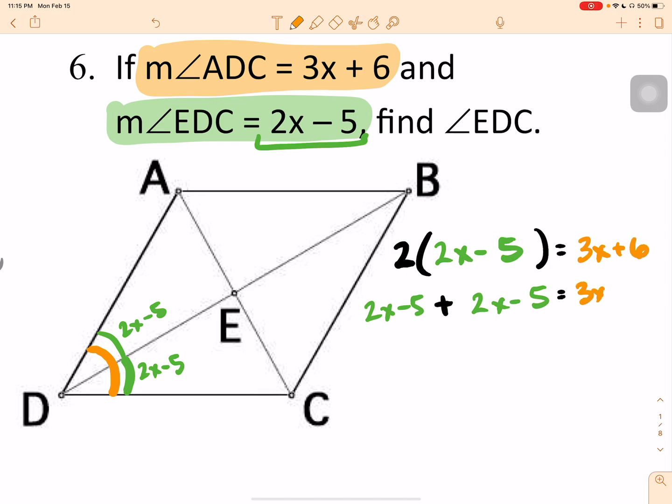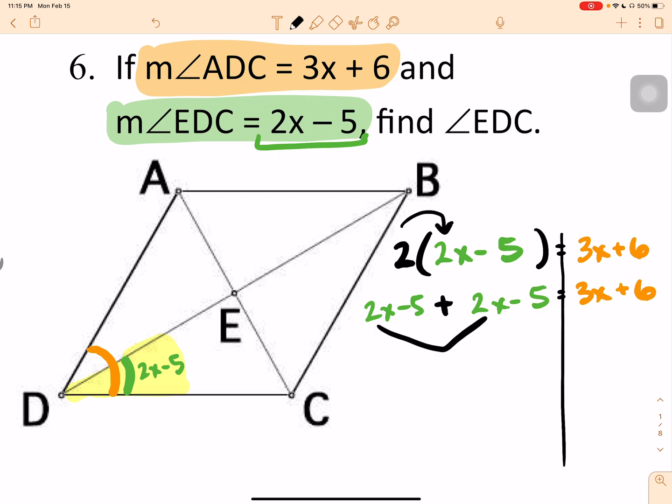And now we have to do this because we're trying to solve for x, so then we can plug x into this equation here to get our angle EDC. So we're trying to find the measure of this angle right here, just half of that orange one, okay? So we want to solve for x. And I'm going to leave that there just so you guys can see, if I distributed it or if I just combine like terms, 2 times 2x is the same as 2x plus 2x is 4x. 2 times negative 5 is negative 10, which is the same thing as negative 5 minus 5, which is negative 10.